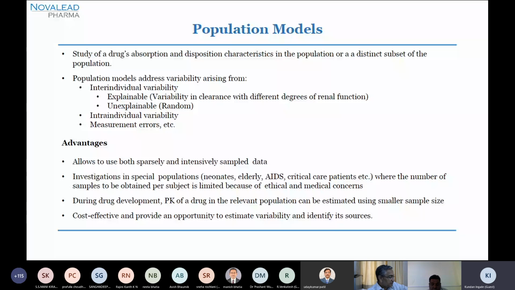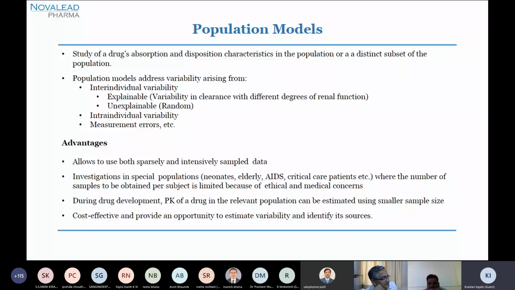Now, as I already said, these kind of models are very cost effective. Rather than doing a PK simulation experiment on, let's say, 100 subjects, I can do it on 5 subjects or 10 subjects and map it to a population model, and then generate data for a huge population. So it really saves a huge cost for the pharmaceutical industry.